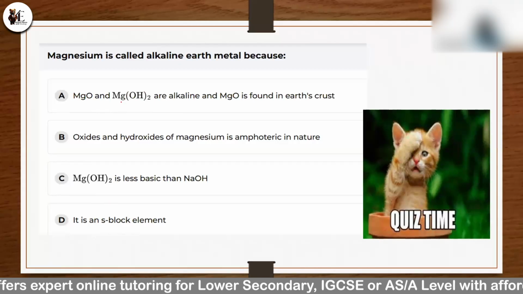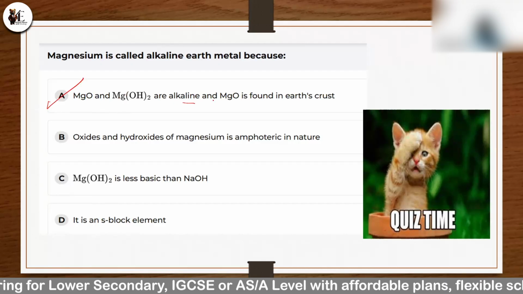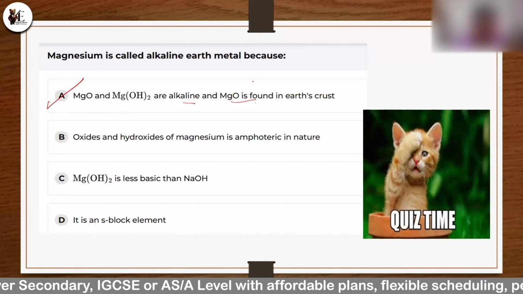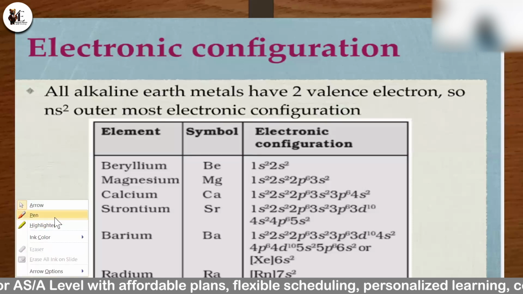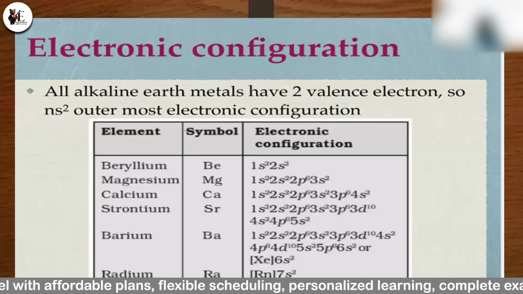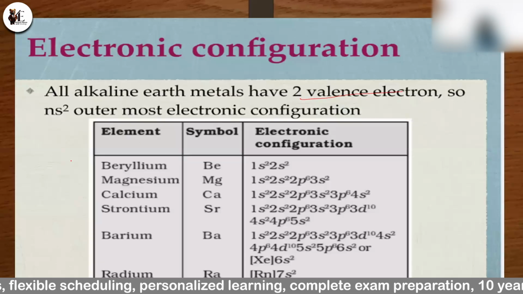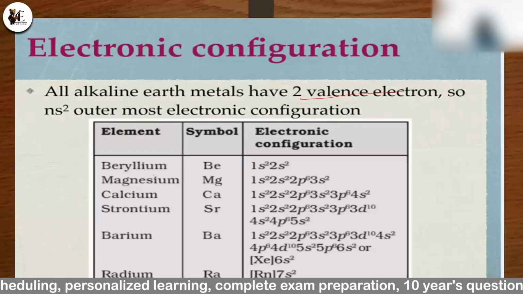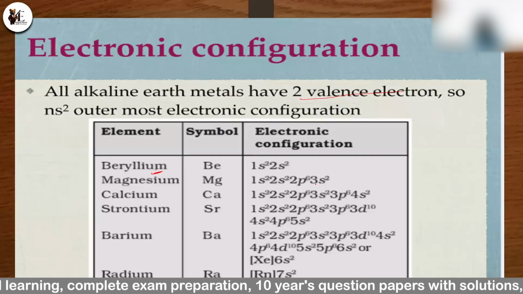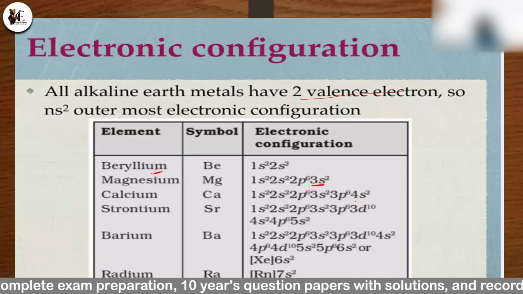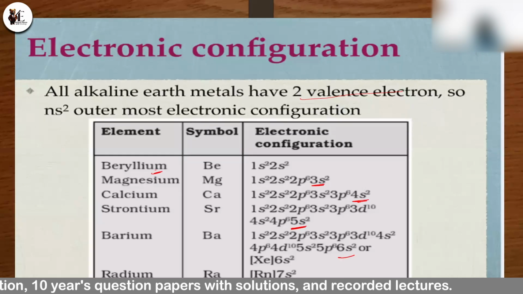Magnesium is called an alkaline earth metal because magnesium oxide and hydroxide are alkaline and magnesium oxide is found in the earth's crust. Now let's move on to the electronic configuration. As I told you, they have 2 valence electrons. So there is ns2 outermost electronic configuration. For beryllium it is 1s2 2s2. For magnesium, it is 3s2. For calcium, it is 4s2. For strontium, it is 5s2, and so on.